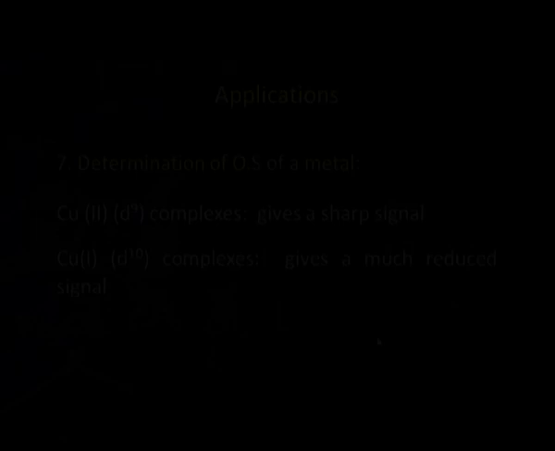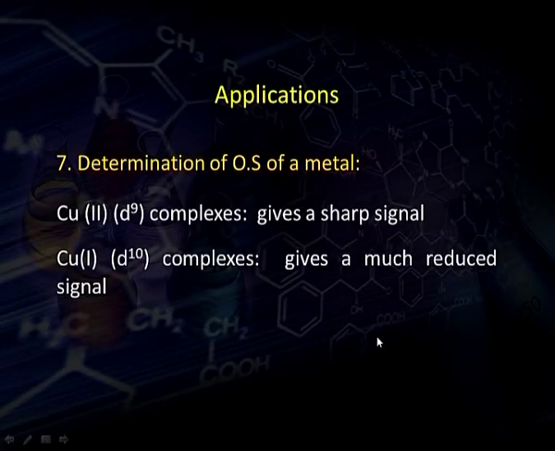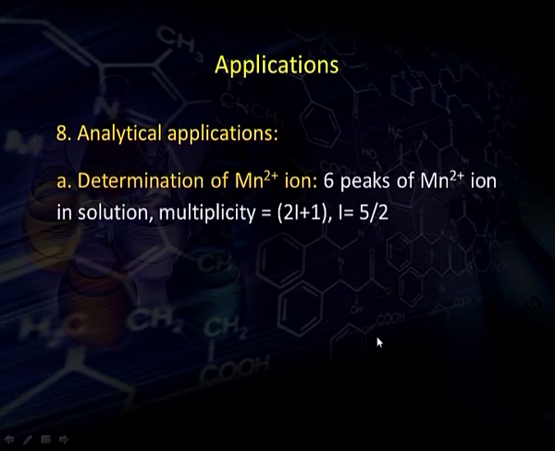Next application is in the determination of oxidation state of a metal. Copper second complex, that is D9 system, gives a sharp signal, while copper first complex, D10 system, gives a much reduced signal. It also has some analytical applications, like in the determination of manganese ion. In this case, 6 peaks of manganese ions are obtained in solution. The nuclear spin of manganese is 5 by 2. So, according to the formula 2I plus 1, we have 6 peaks.